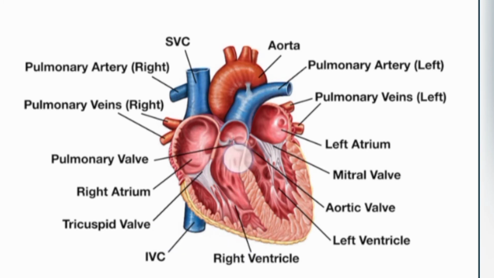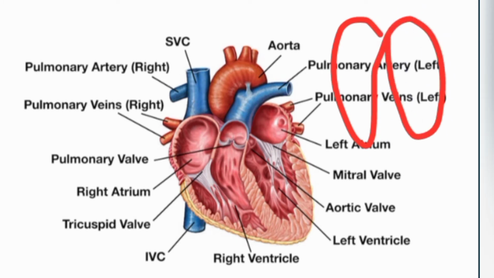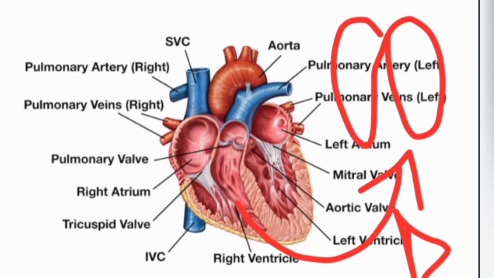In a similar way, now this will contract because it is filled up with blood. So now the right ventricle contracts. Due to this, the deoxygenated blood is pumped into the pulmonary artery. The pulmonary artery transports the deoxygenated blood to the lungs.